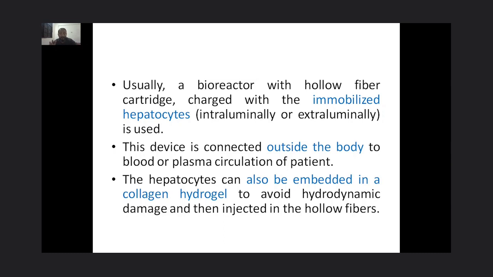So this is the setup, where the bioreactor will look like this. This device is connected outside the body, to the blood or plasma circulation of patients. Now the hepatocytes can also be embedded in collagen hydrogel, to avoid hydrodynamic damage, and then injected back into the hollow fibers.